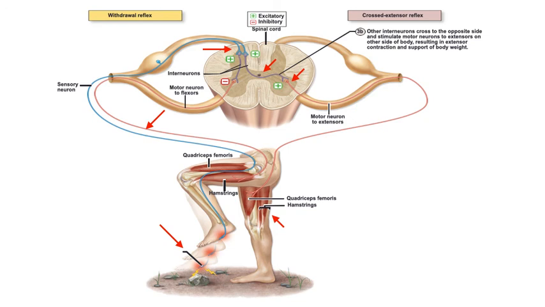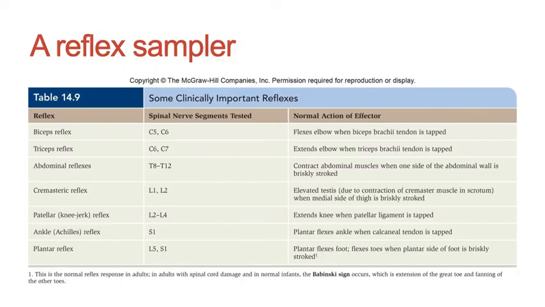So we've had a withdrawal response, just like the previous one. And we've also had this crossed extensor reflex where the muscles in the other leg contract and provide balance and support. I'll leave you with this final slide listing several different reflexes. This slide specifically goes through those that are clinically important. I suggest that you look through this table in the book as well.